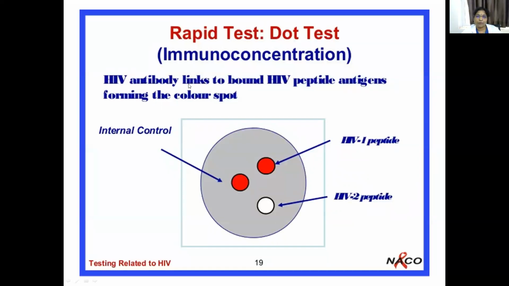So HIV antibody links to the HIV antigen, forming a colored spot. What is happening in the test region? The HIV antibody present in the patient sample is binding to the HIV antigen present already in the nitrocellulose membrane, forming a colored spot. An internal control antibody is there. Protein A binds to the internal control antibody and it is giving a colored spot in the control region.